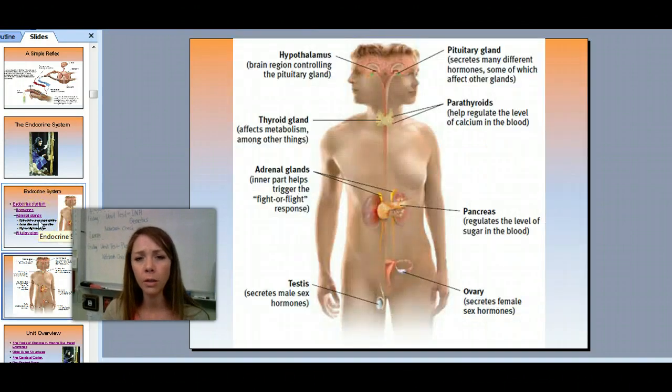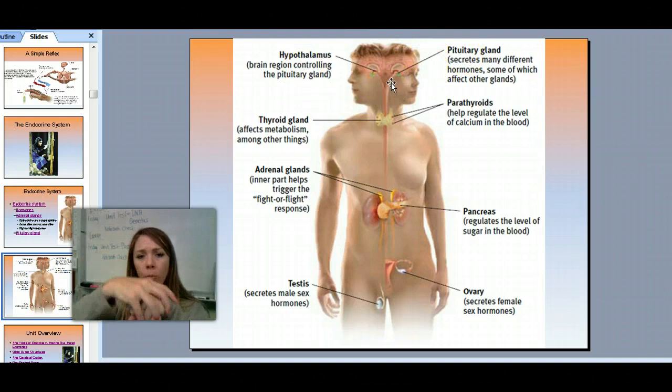So here are my other glands. We'll talk about your brain in just a second, but my pituitary gland is right below my hypothalamus. So the hypothalamus is right over my pituitary gland, and it controls it. That's why we'll talk about the hypothalamus in just a second.